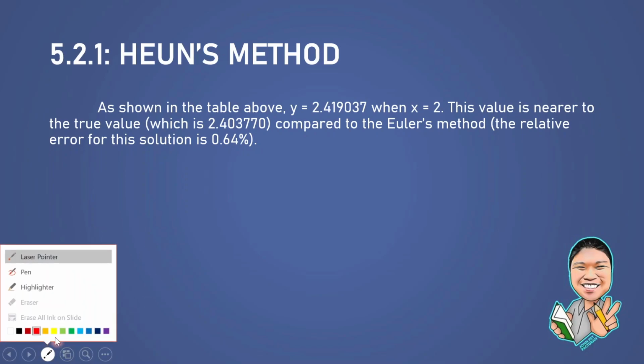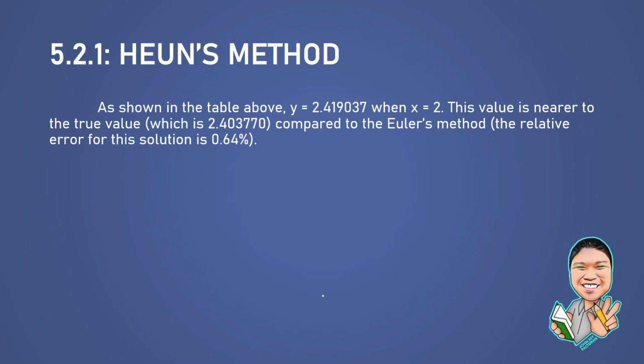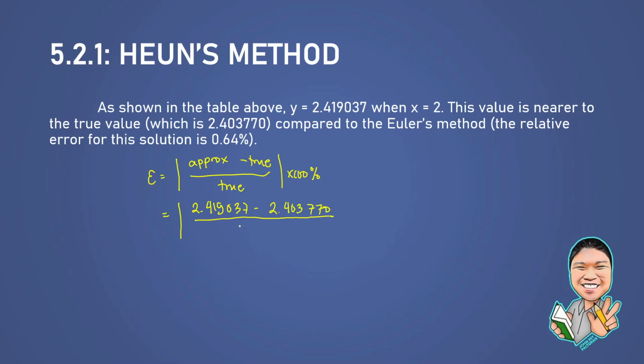If your relative error is less than 1%, that is a good indicator. By the way, baka yung iba nalilito sa computation ng relative error, that is equal to the absolute value of approx minus true all over true. Tapos, syempre, multiply mo na lang ng 100%. Or in other words, the approximation is from the Heun's method, 2.419037 minus 2.403770 all over 2.403770, times 100%. And sure naman ako, nang mahanap nyo ay 0.64%. Which is indicated here.